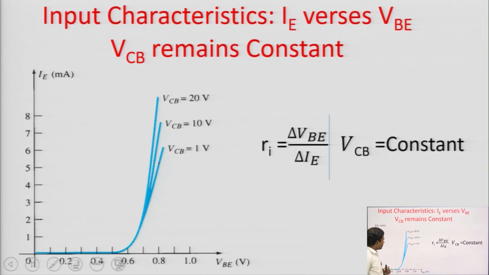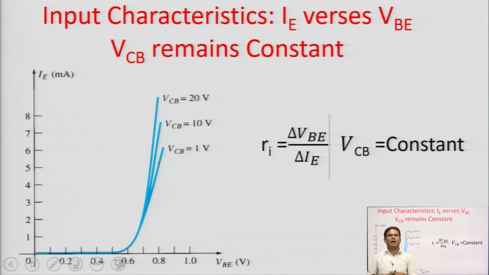Now, this means if the slope of the graph increases, then what will happen? The input resistance will decrease and the current will increase rapidly. Why is it like that? If we increase the VCB, then the slope of the graph also increases, that is, input resistance decreases.